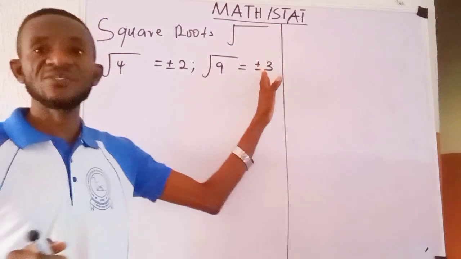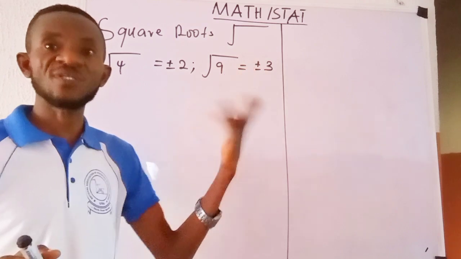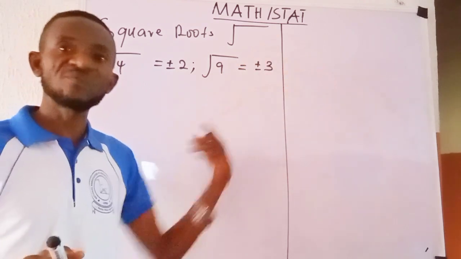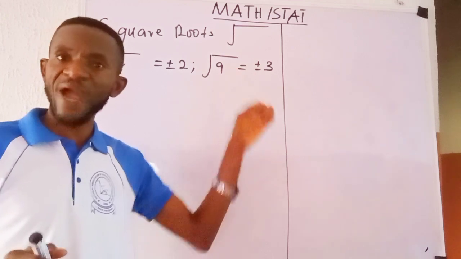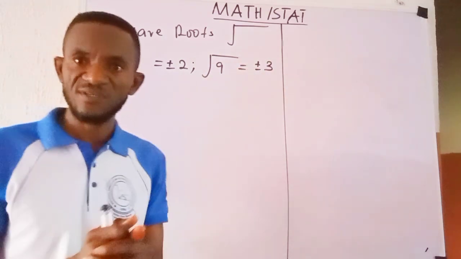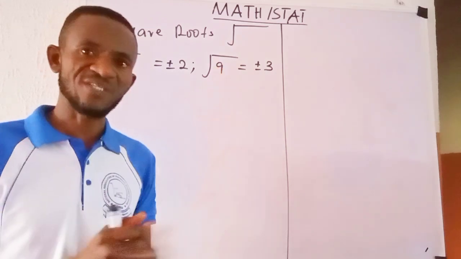The same thing applies over here. If you say plus 3 times plus 3, the answer is 9. And if you say minus 3 times minus 3, the answer is still 9, because minus multiplying minus changes the sign to plus. This is something that you know, which is common in mathematics.